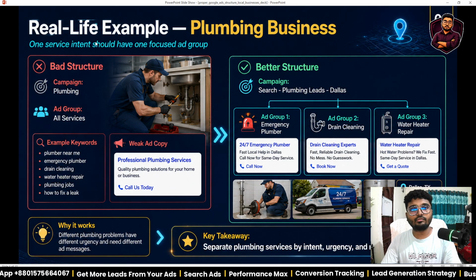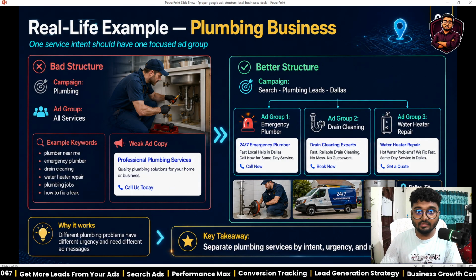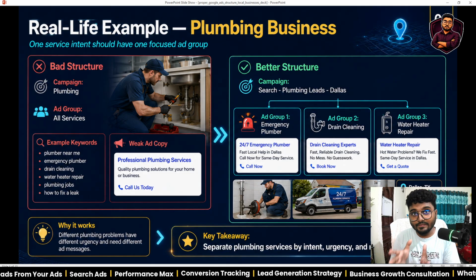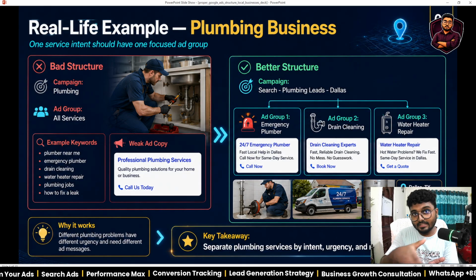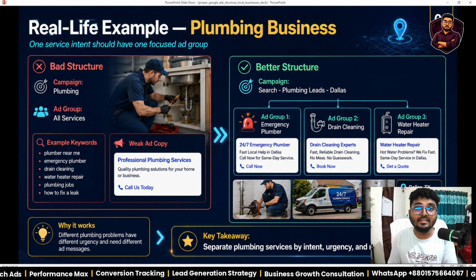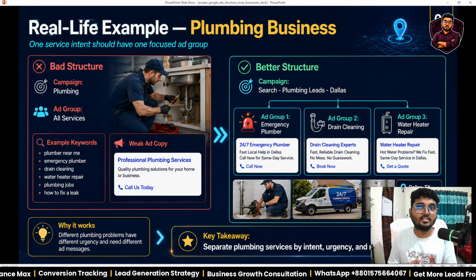Here I put a real life example of a plumbing business. In a plumbing business, this is how a bad structure looks, and you can match yourself. If this matches your ad setup, I can guarantee your money is continuously being wasted. You are continuously wasting your money.